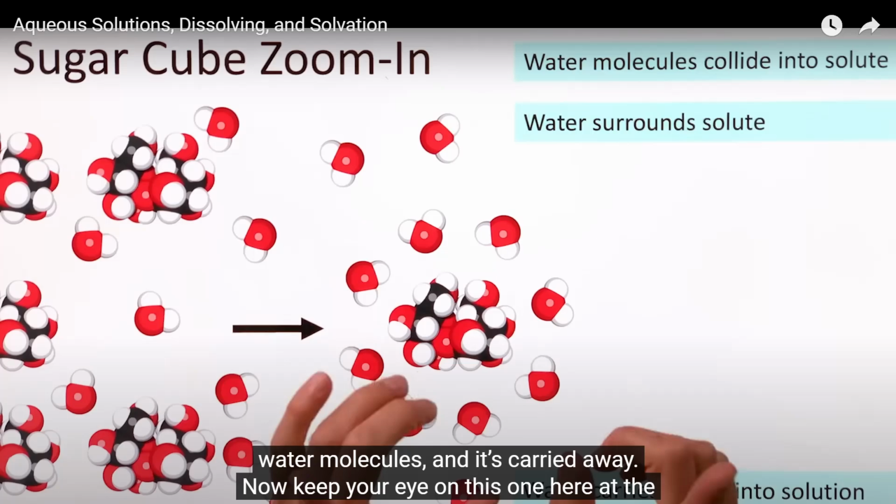And do you notice what end of the water is pointing towards that negative oxygen? The positive hydrogens. Absolutely. And if we look here, we've got a little white hydrogen, which will tend to be positive. And what's pointing towards it? The negative oxygen. So that's how they are interacting. Now you have intermolecular forces between the water and the sugar, which is why it's able to grab that sugar and pull it away from the other sugar molecules.